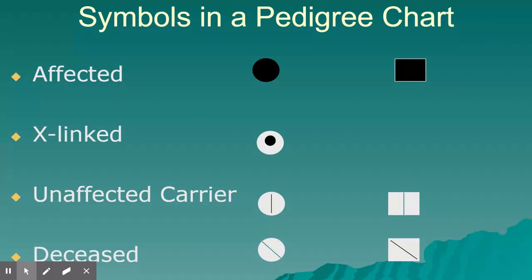Here we have some more symbols for the different kinds of male and female family members. Those affected by the trait would be a black filled in shape. The X-linked carrier you see is only for the woman, so the males don't get a symbol for that. The unaffected carriers have a line going up and down the center of the shape. And then those family members that are now deceased or dead have a diagonal line going through the shape.